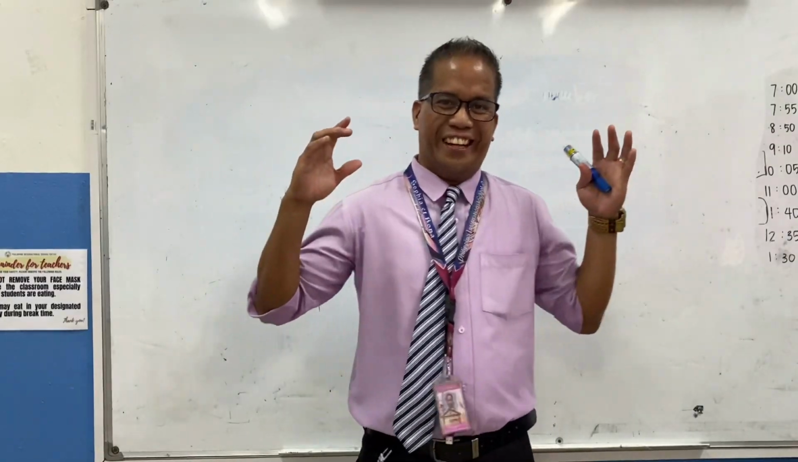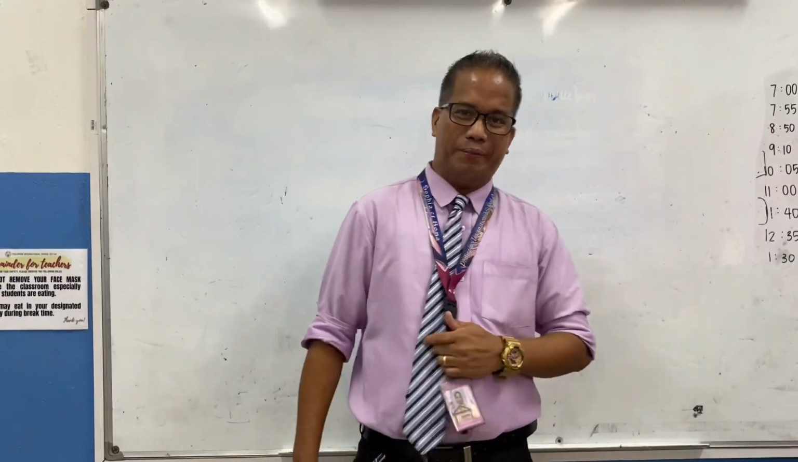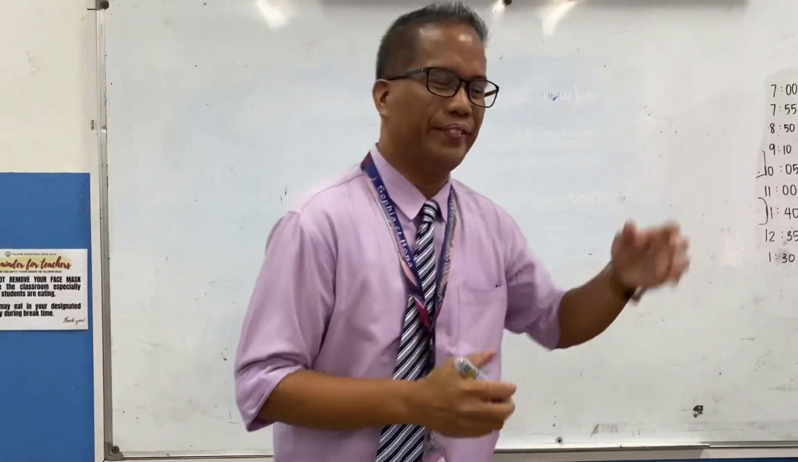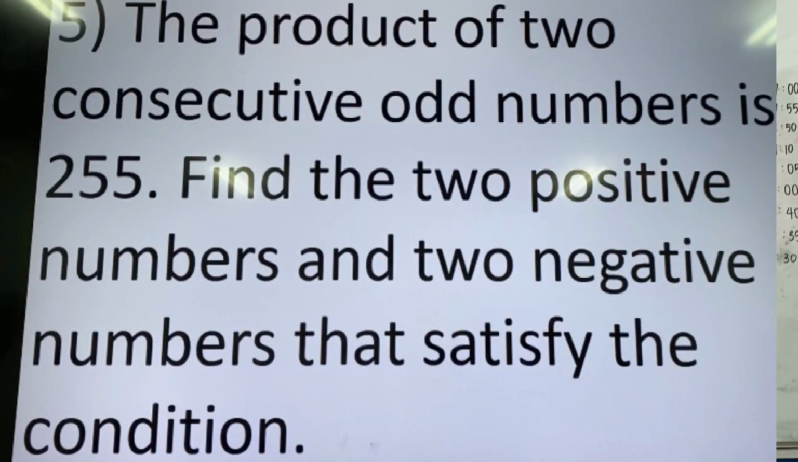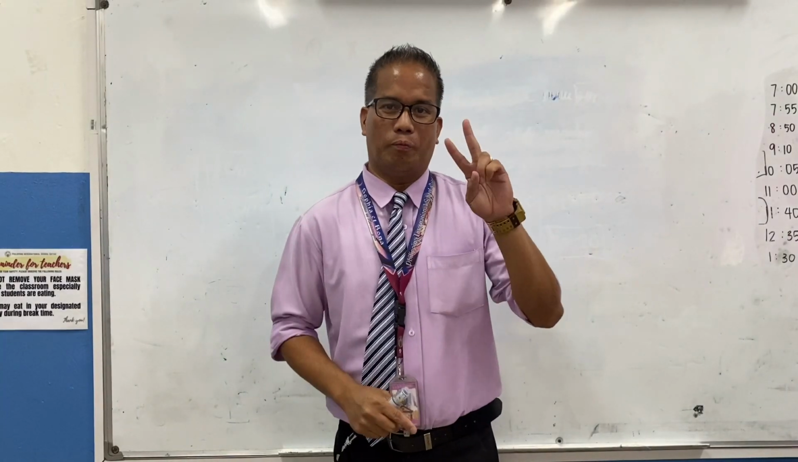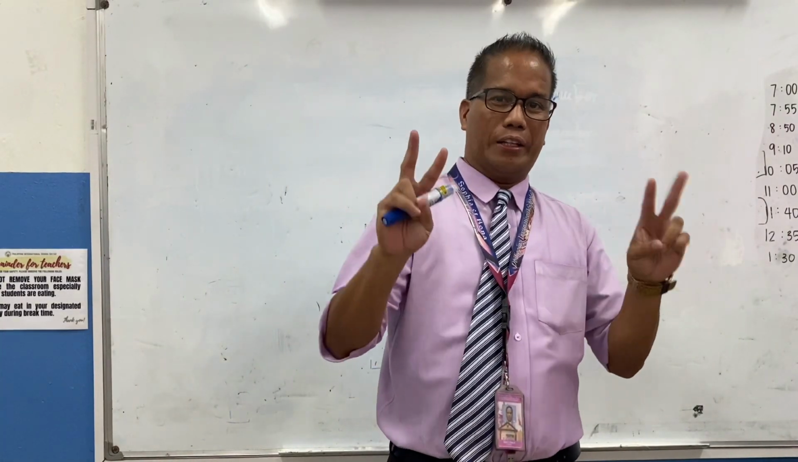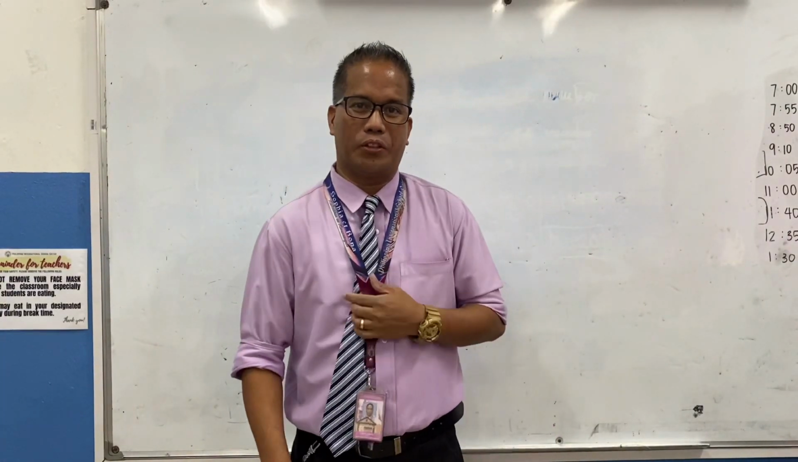Okay guys, let us answer question number 5. Here is the question. The product of two consecutive odd numbers is 255. Find the two positive numbers and two negative numbers that satisfy the condition. In this question, we are going to find the two positive and two negative numbers that satisfy the condition.